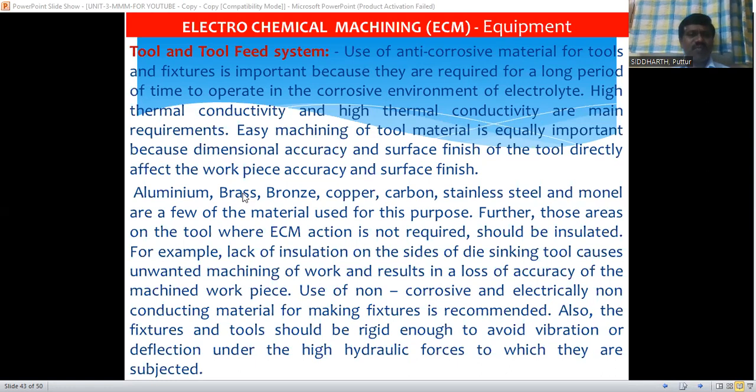Aluminum, brass, bronze, copper, carbon, stainless steels, and monel are a few of the tool materials used for the manufacturing of the tools.